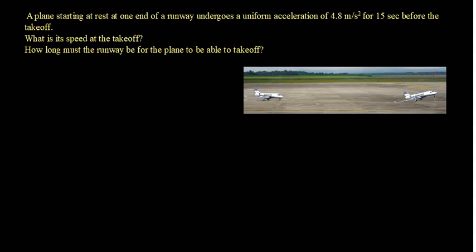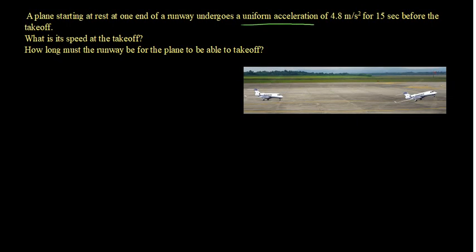Hello everyone, and welcome again to another video related to motion in one dimension on the x-axis, using the kinematics equations to help us solve the problem. In this example, an airplane starting at rest at one end of a runway undergoes a uniform acceleration of 4.8 meters per second squared, which is one of the main conditions to use the kinematics equations, for 15 seconds before takeoff.